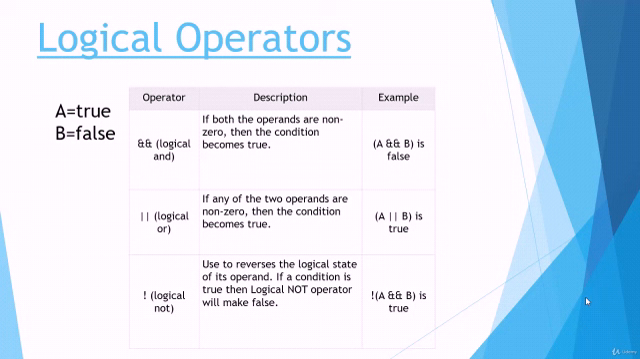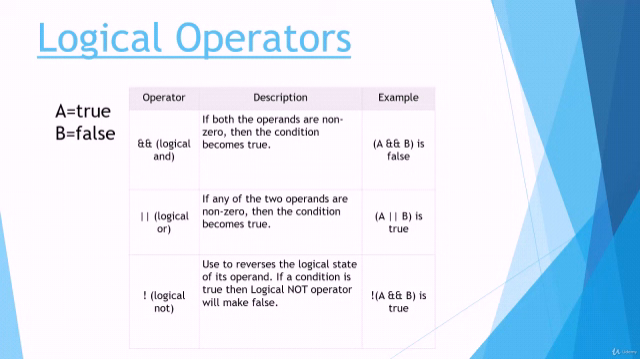And second, we have the logical OR operator. If any of the two operands are non-zero, then the condition becomes true. Now again, we have two conditions A and B. If one of them is true, for example, A is true and B is false, then the OR operator is going to give you true. In the end, you can see A and B is false, because A is true and B is false. So we get false, because A and B should both be true.